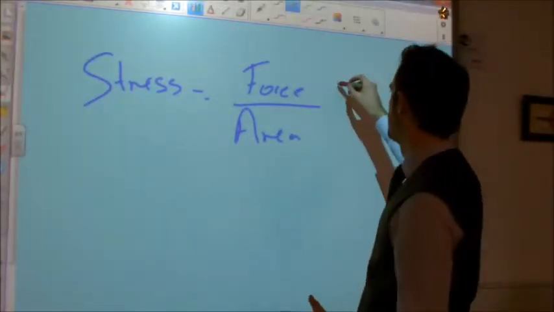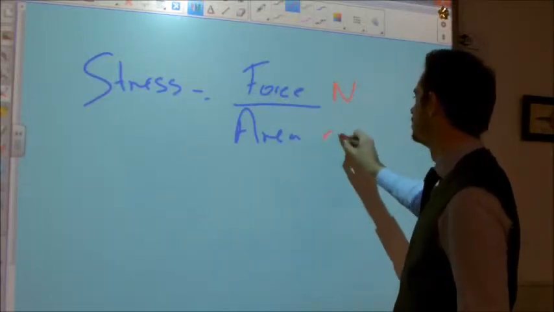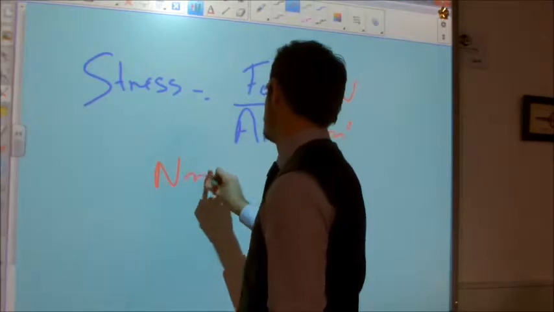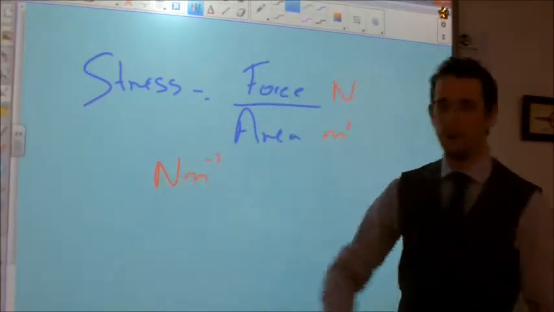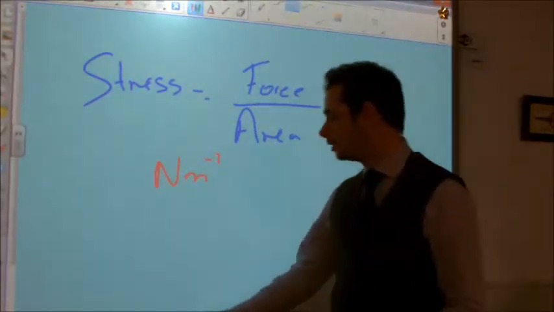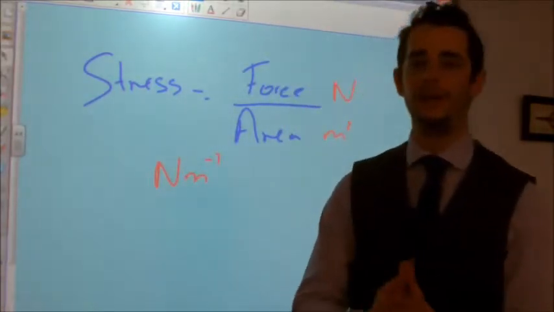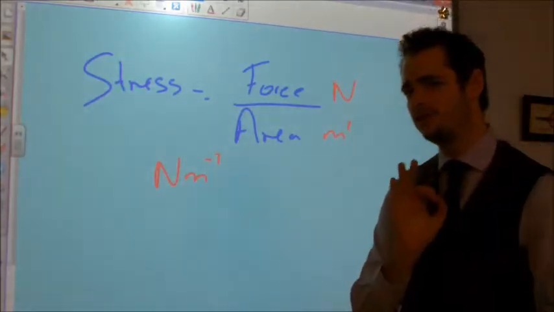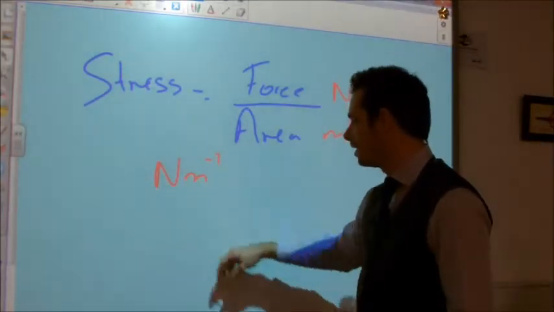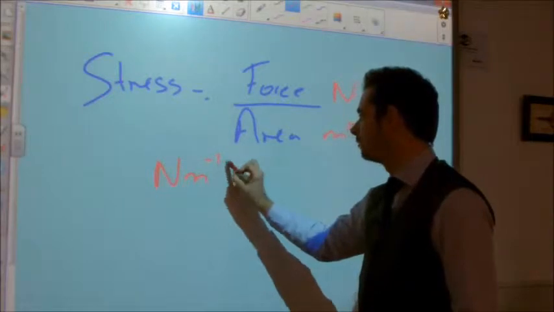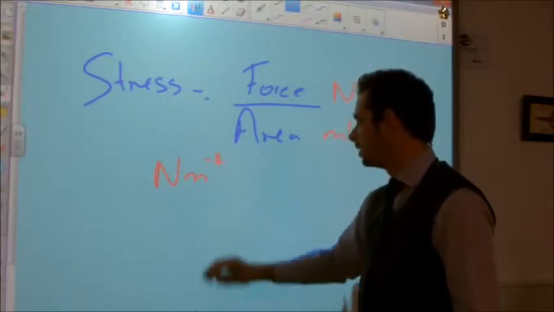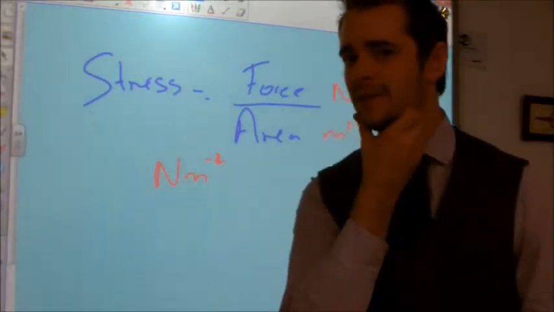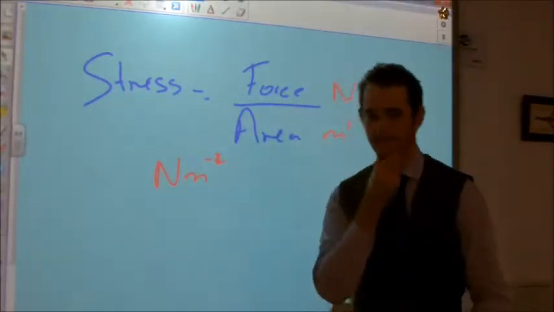Okay, hopefully you've recognised that force is measured in newtons and area is measured in meters squared, so the units are going to be newtons per meter squared. Now that's remarkably similar to a unit that we use for another key physical quantity. So I'd like you to pause the video. Can you just write down what you think that other key physical quantity that we often use in physics is, measured in newtons per meter squared? Have a think and see if you can write that down for me.